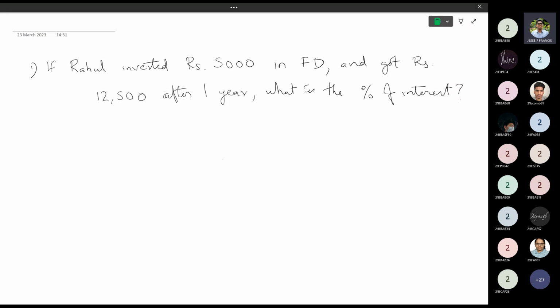If Rahul invested rupees 5,000 in FD and got rupees 12,500 after 1 year, what is the percentage of interest? In either case, it will boil down to the same formula. Therefore, what will be the percentage of interest? How would we present this answer?